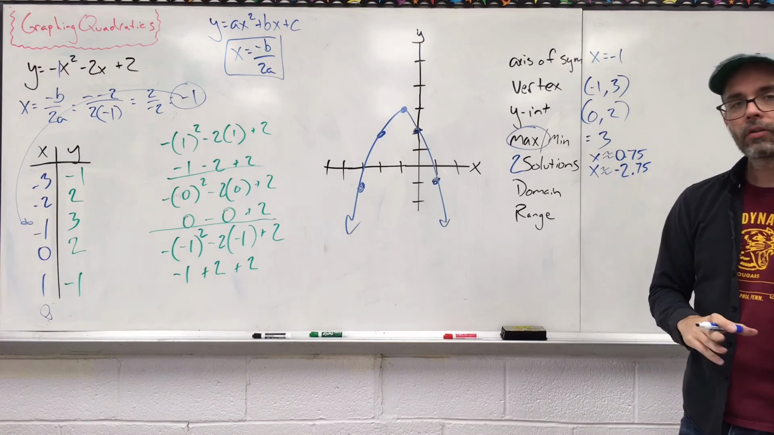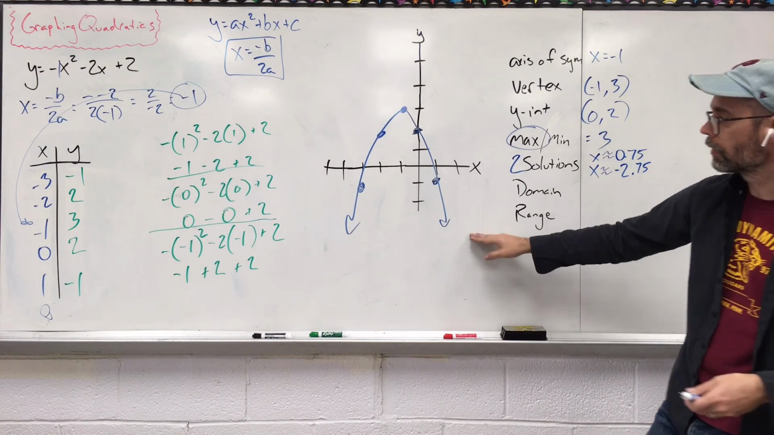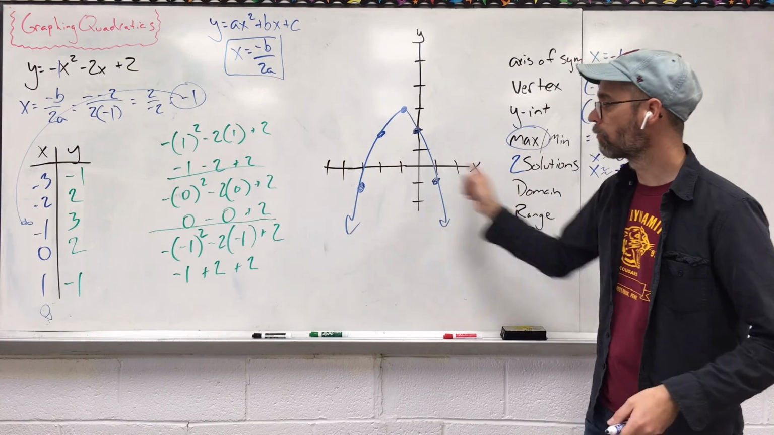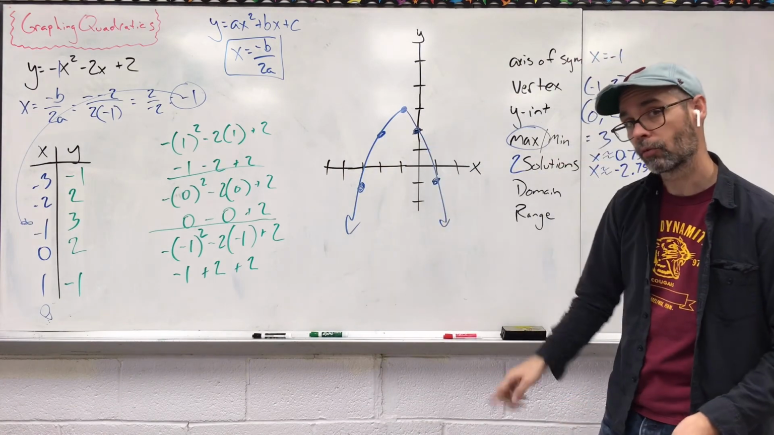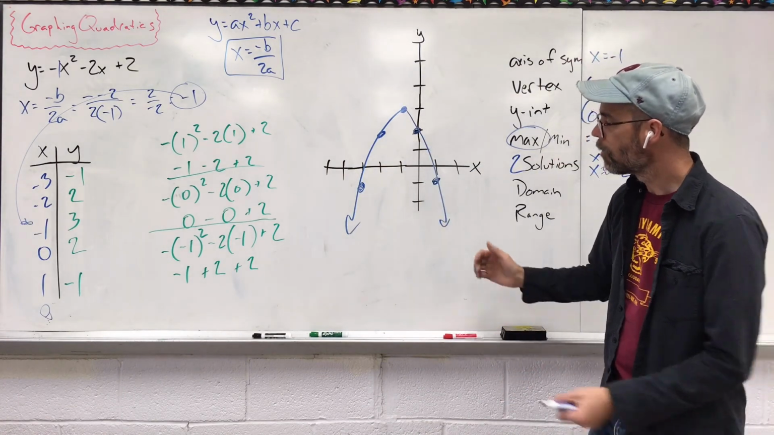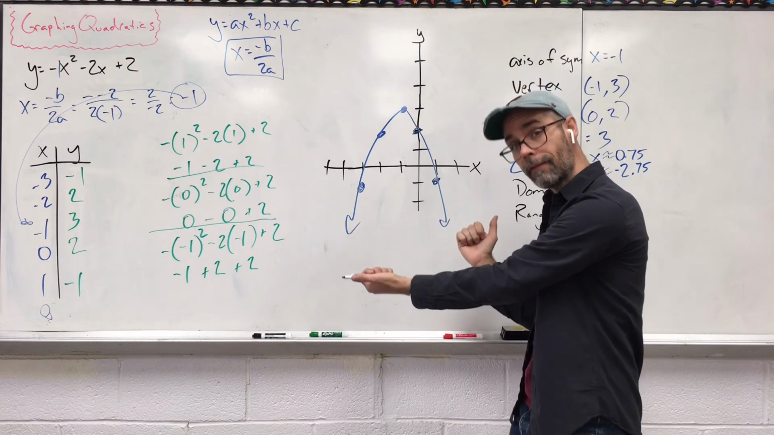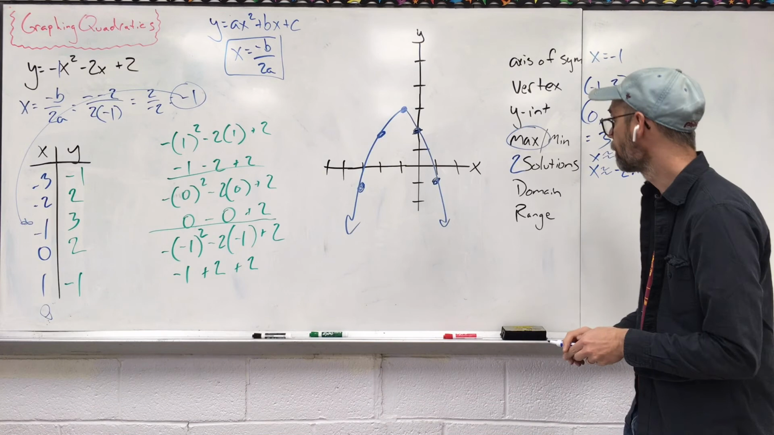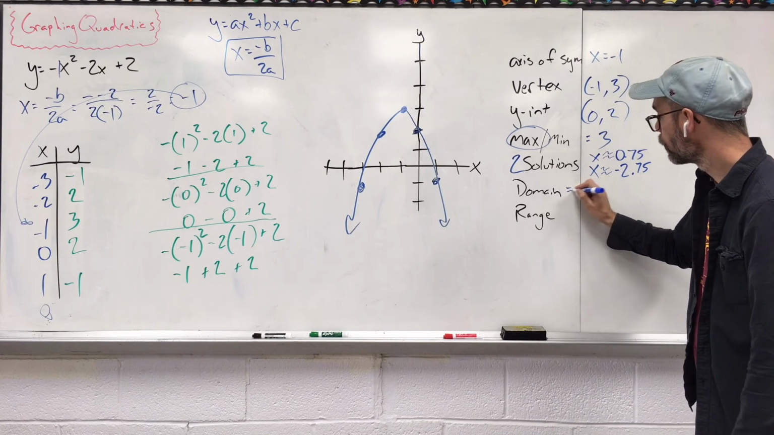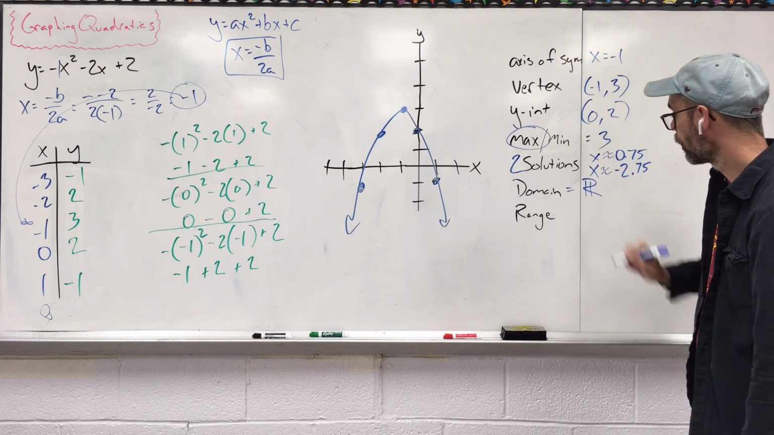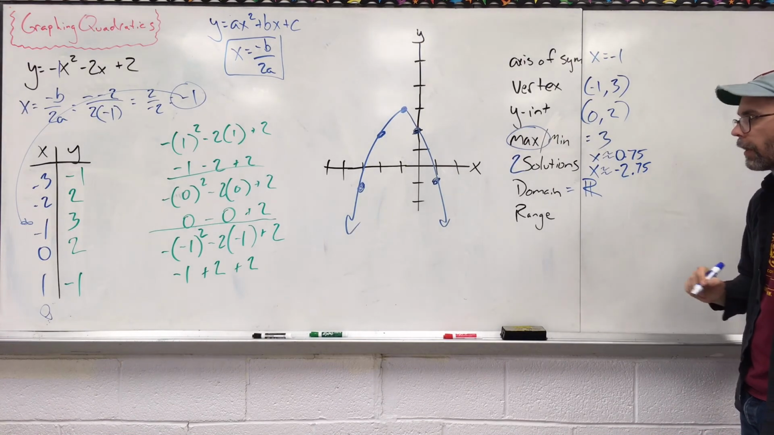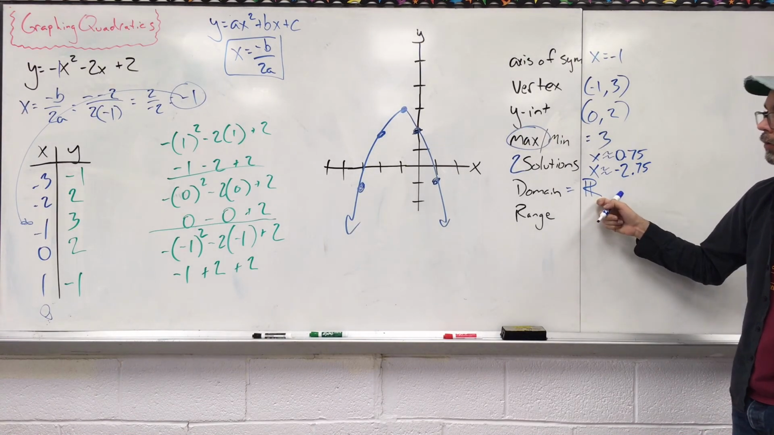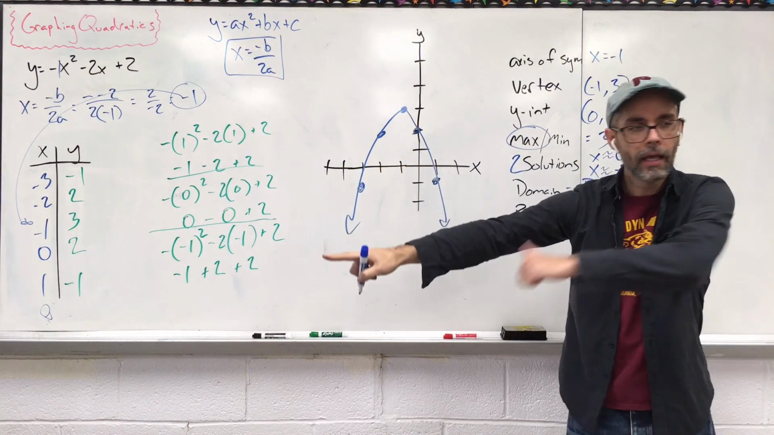Domain. Domain is what x values this graph covers. Well, we're talking about left and right. This graph forever goes down. We know that. We can see that. But it also moves outward very, very slowly, forever going outward. Since it forever goes, we say all real numbers. And I've got a fancy looking R there for that. This means all real numbers. We hit every number this way, every number this way.